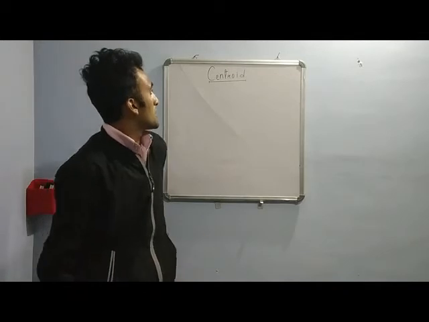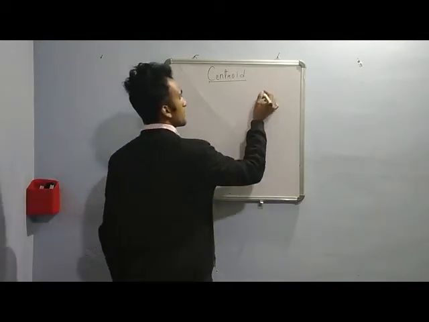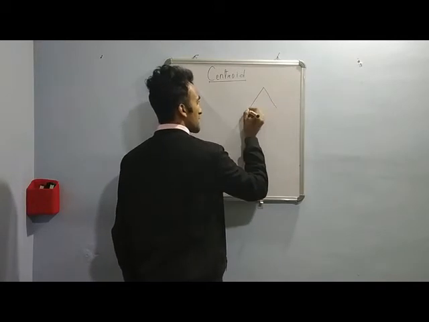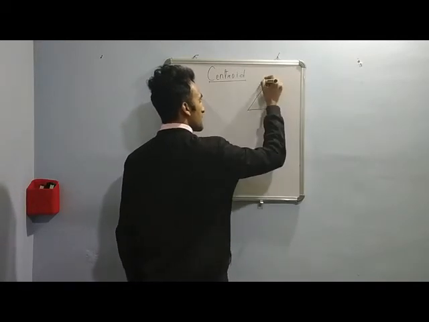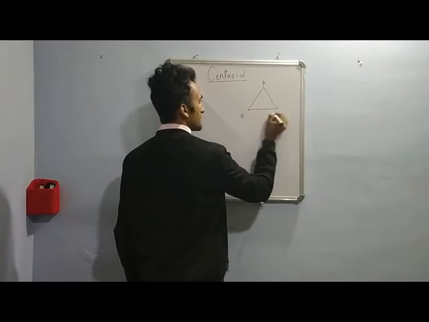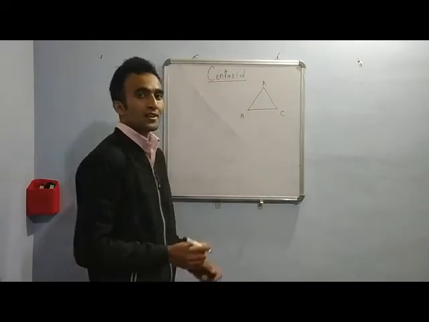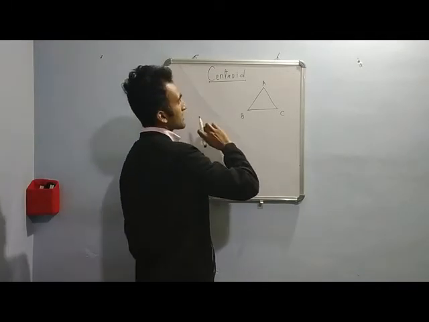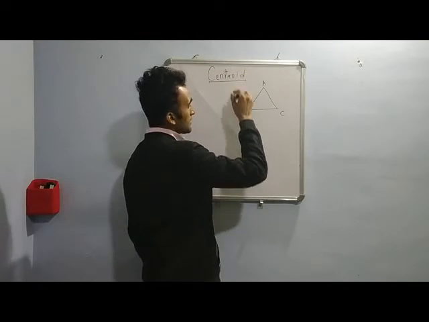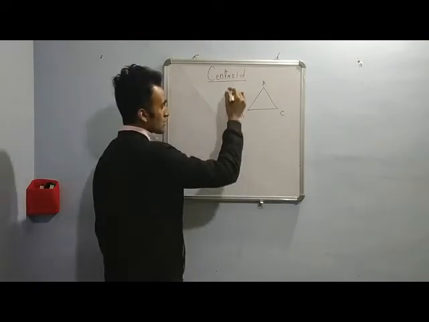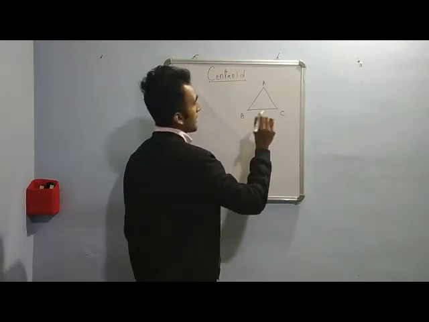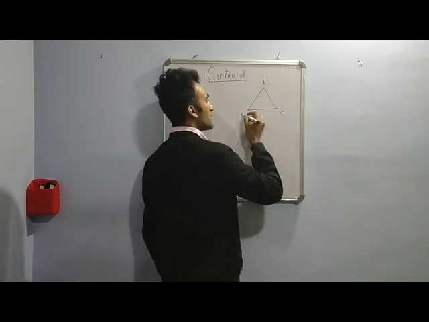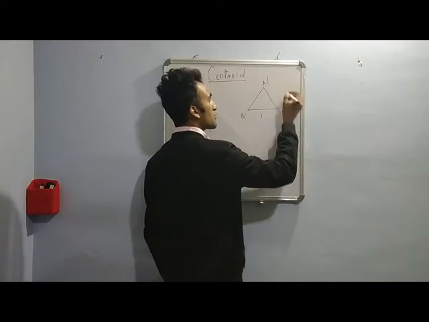Now, centroid means what? First of all, I'll be drawing a triangle, which has three vertices, A, B and C. Remember that we are doing this in a coordinate axis, means in a coordinate plane, means in an XY plane. And each point will have two coordinates, X coordinate and Y coordinate. Remember that we are doing coordinate geometry.